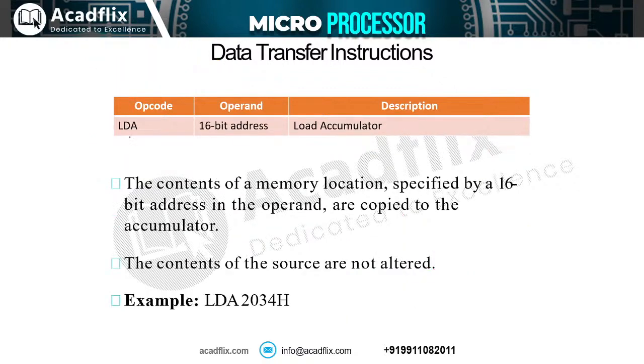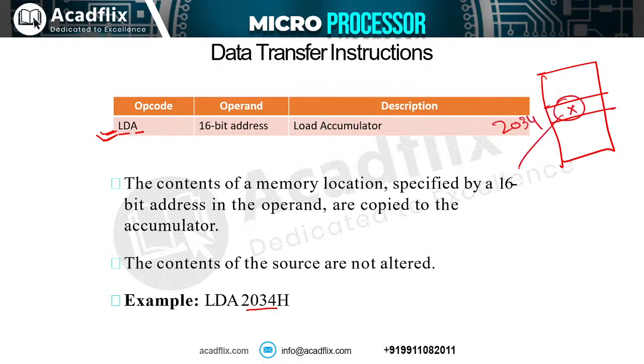Then we have LDA. LDA means load accumulator. In this we specify some address, for example 2034. This means that whatever data we have at this address in memory will be loaded into the accumulator. I told you that load and store instructions work on memory. So if we have LDA 2034, you have a memory, and in that memory you have location 2034. From this location you pick the data, and that data is moved to the accumulator. So a 16-bit address is specified with the instruction.